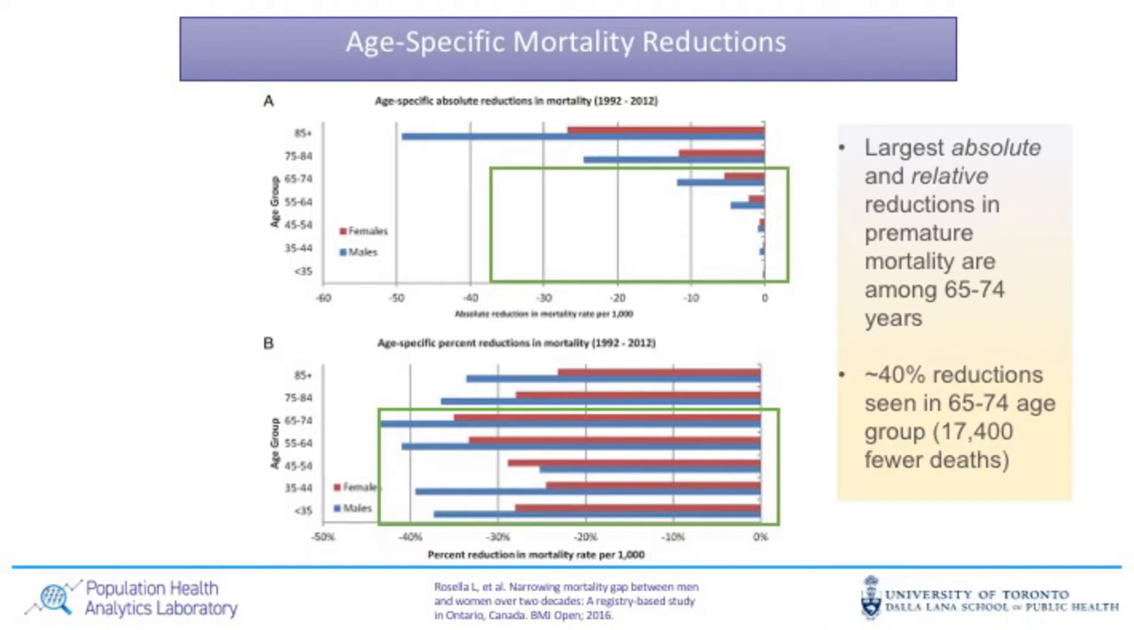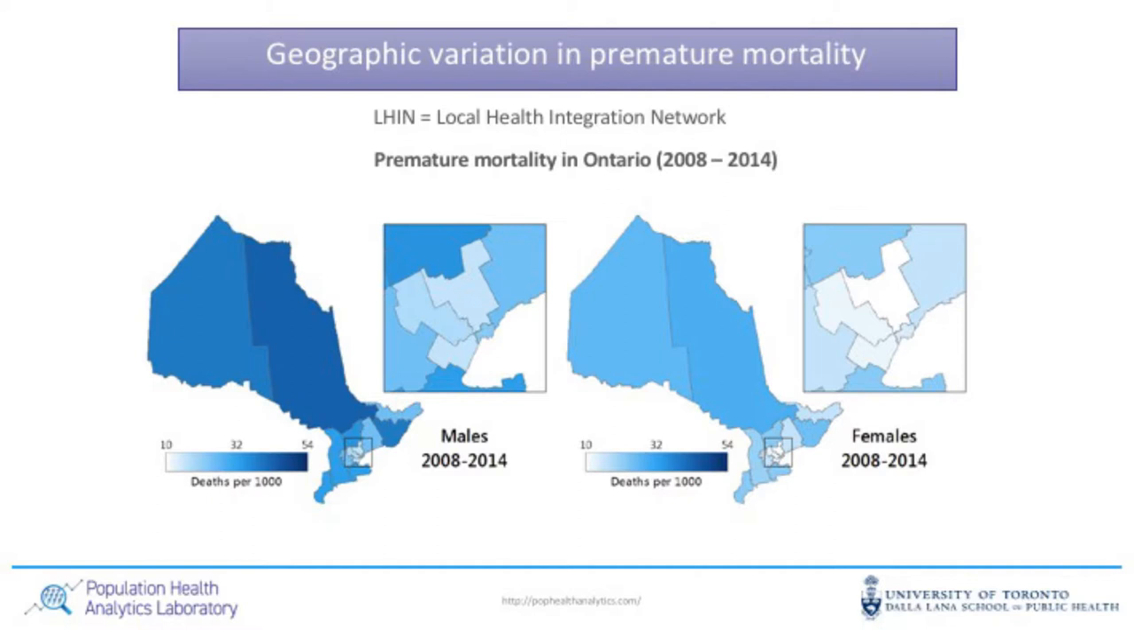So here's the first layer when we look at geographic variation. As I mentioned, we often slice this many different ways. This is looking at it by LHIN. So the first thing when you look at a graph like this, or a map like this, is to note the variation that we see across the province.